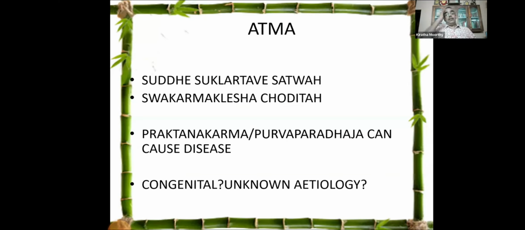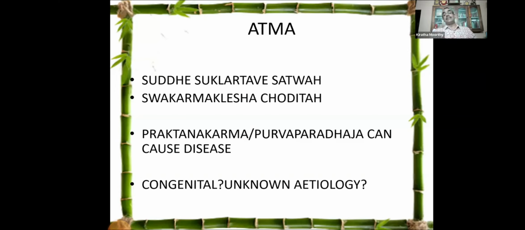Okay, so what is the Atma level of treatment methodology we are doing? Shuddhe Shukrartave Sattva Swakarma Klesha Chodito Garbha Sambhavati. And the Sharira chapter of Charaka tells that our life is a continuation of the life in the Purva Janma. So the Atma is always passing through different Janmas, and Prarabdha Karma, Purva Karma can cause a disease. In modern terminology, we can say it is congenital, or of unknown etiology. So we don't know the causative factor, or it may be from congenital factors. So we call it Purva Janma.